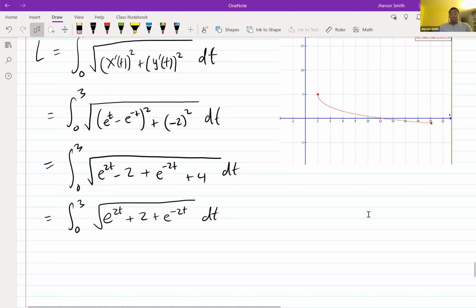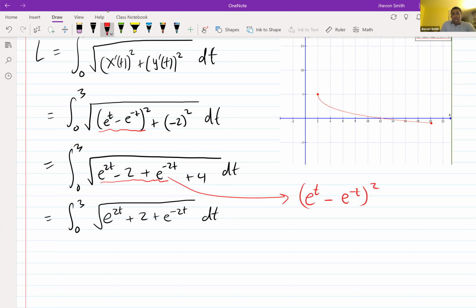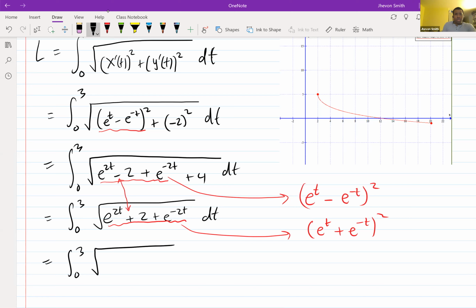Now here's the trick with this one, is to notice this pattern. Notice that up here, we had this, which is a square. And when we expanded it, we got this. So that is just e to the t minus e to the minus t, all squared. Now this actually looks very similar to that, as you would notice. The difference is there is just a sign change. So in a similar way, we can think of this as that. So what we'll end up with is the square root of, well, it's e to the t plus e to the minus t, all squared.